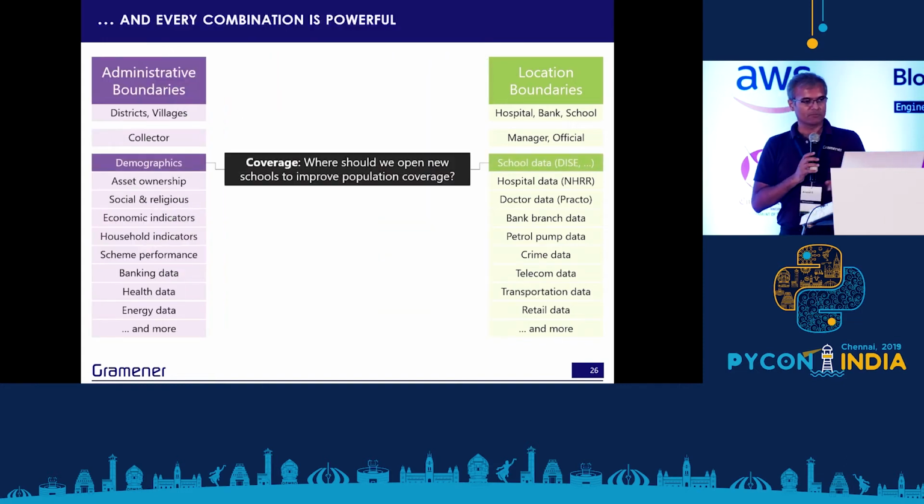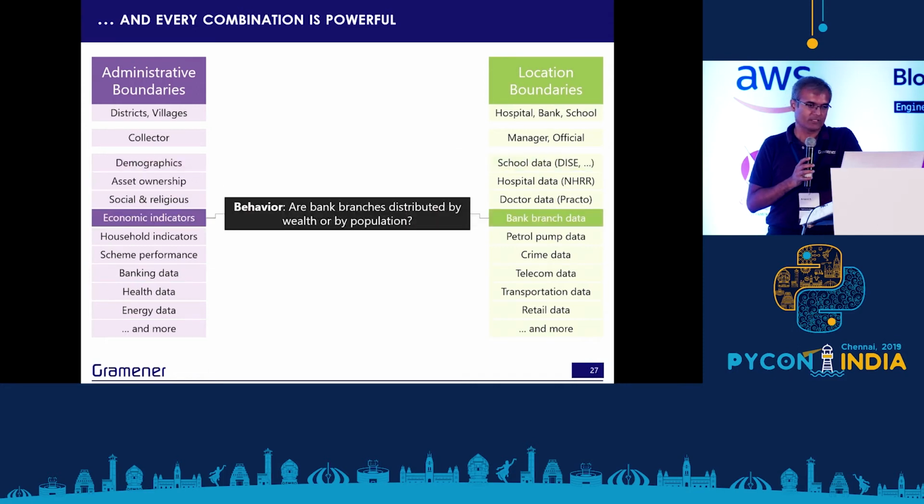If we took, for example, census demographic data and school data, we can answer a question: where should we open new schools so that students don't have to travel far? Or where is there a reasonably equal distribution of students across schools? If we took economic indicators, how well the country is growing, versus bank branch data, then we can answer questions like: are the bank branches distributed based on population, that is, does every person roughly have equal access to the bank, or based on wealth, does every rupee have roughly equal access to the bank, or if it's in between, how close is it from one to the other?